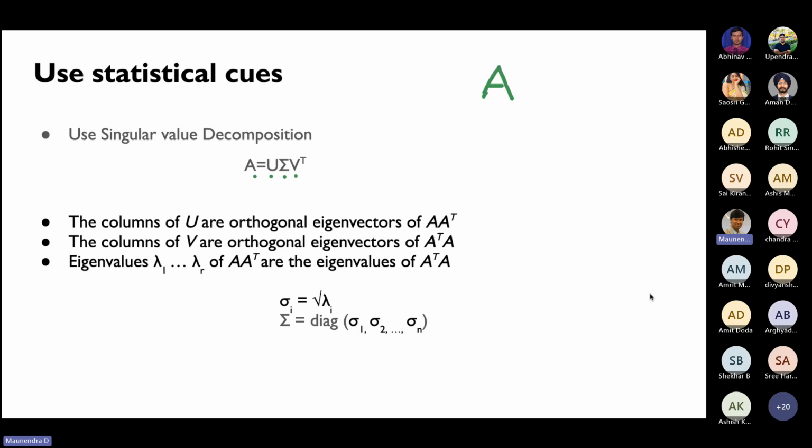Now this A, was it covered in your linear algebra course or some other course earlier as part of this MDS program? Yes, sir, the basics was covered. Okay, for the 23 batch, it wasn't. Yeah, for 23 it was not covered.